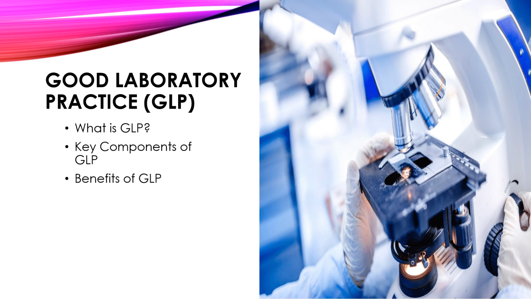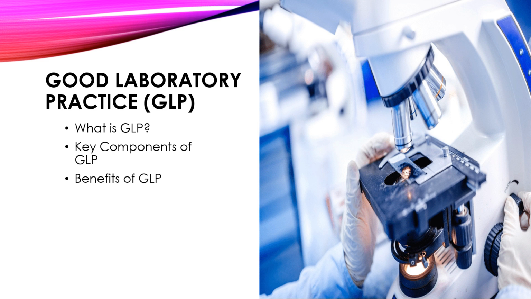It outlines the organizational structure, personnel qualifications, facilities, equipment, documentation, and operating procedures necessary to conduct studies in a controlled and reliable manner. Now, the key components of GLP include facility and equipment. GLP requires laboratories to maintain suitable facilities and equipment that meet predefined specifications. This includes controlled environmental conditions such as temperature, humidity, and lighting, as well as calibrated and validated instruments necessary for conducting experiments.